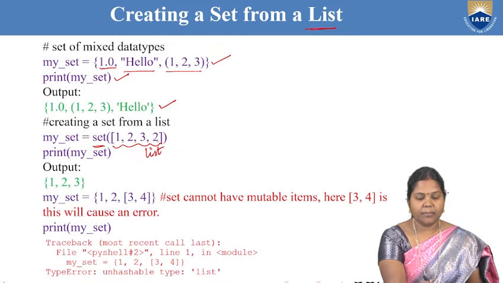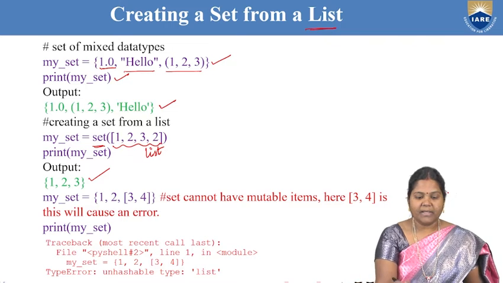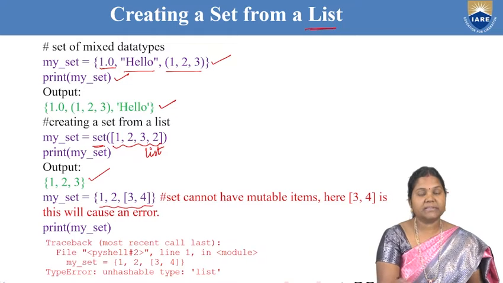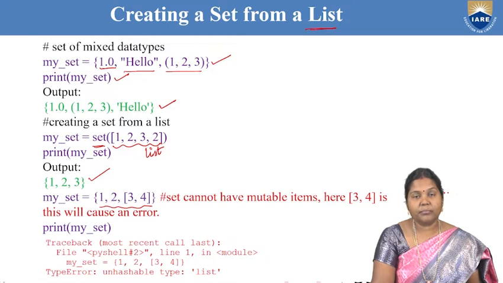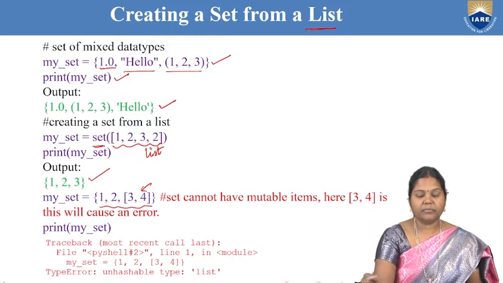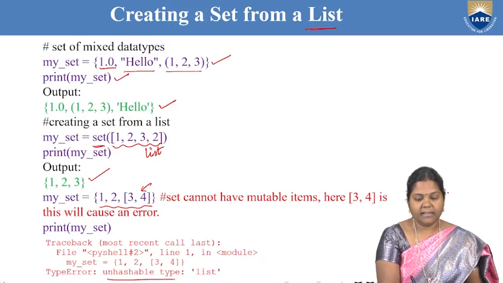So 2 is there twice, but whenever you make it as a set, you can see that the element 2 is not repeated. It is only unique. It appears only once. Now, the next example: suppose you have a set 1, 2, 3, 4 where [3, 4] is a list. A set cannot have this kind of mutable items, so this will cause an error. Be careful while giving this kind of mutable items.